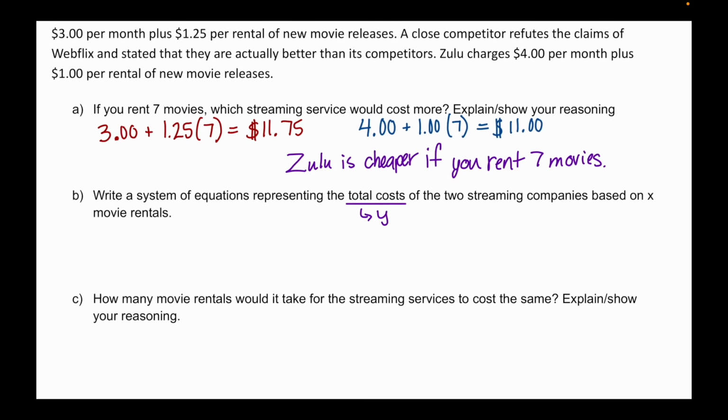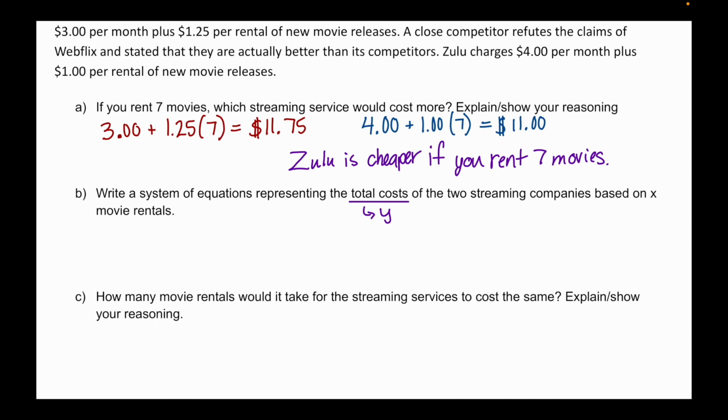So the cost for Webflix, that was $11.75 originally, but we're going to use this setup of 3 plus 1.25 times 7, but instead of 7 movies, we're renting x movies. So this is 3 plus 1.25x. And then for Zulu, same idea. The cost is going to be 4 plus 1x. That's a system of equations.